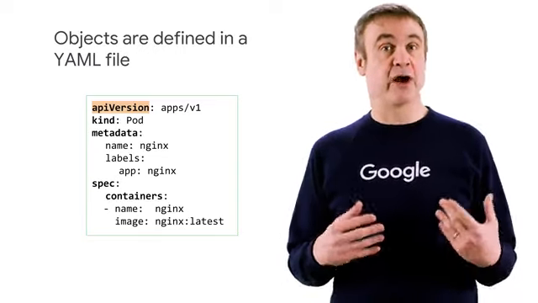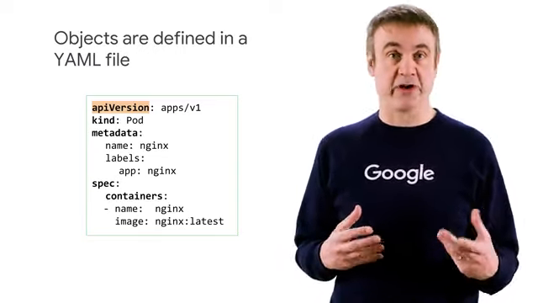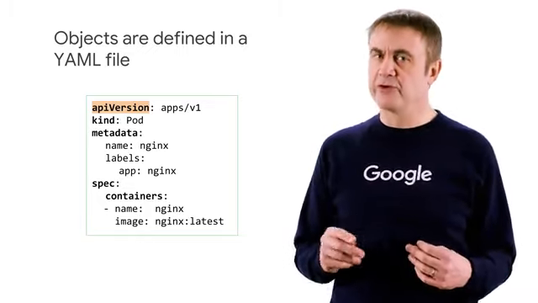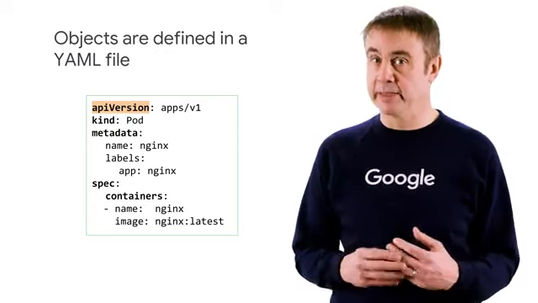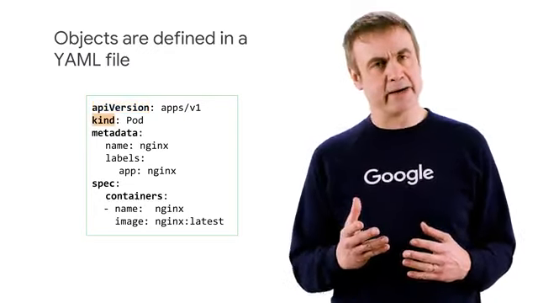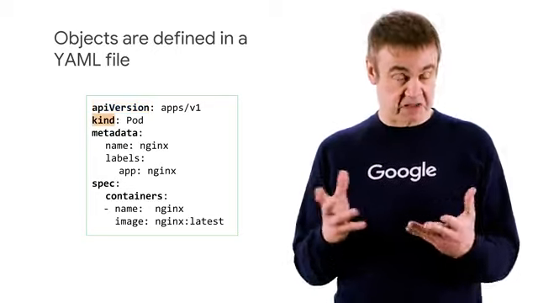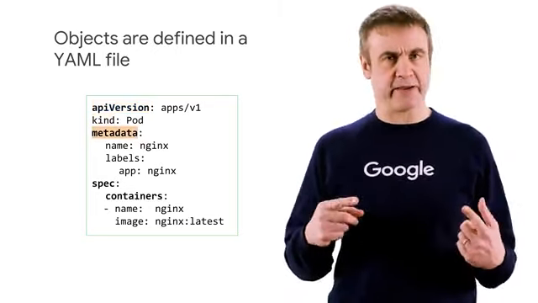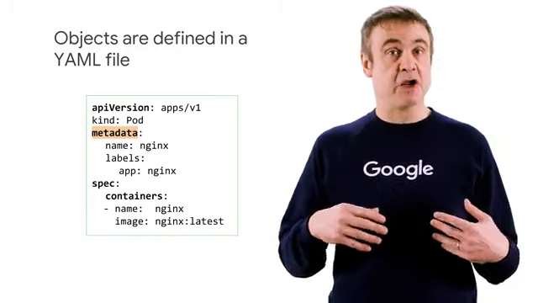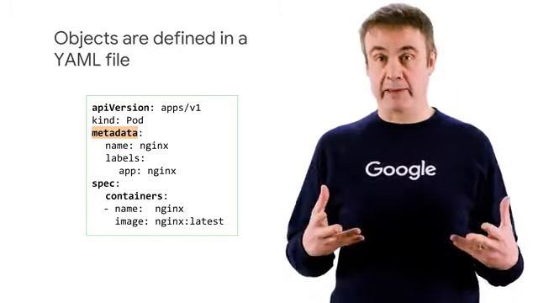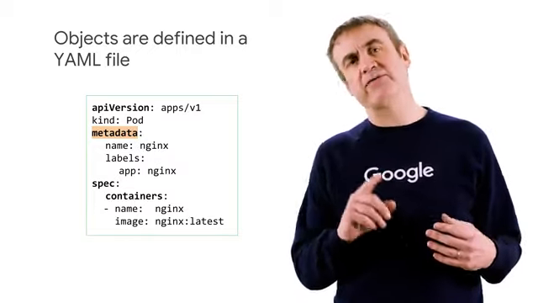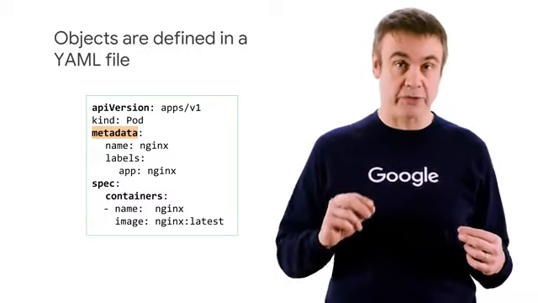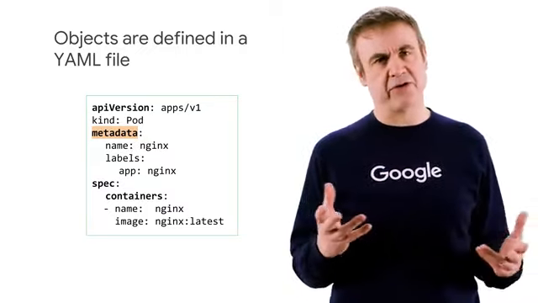API version describes which Kubernetes API version is used to create the object. The Kubernetes protocol is versioned so as to help maintain backwards compatibility. Kind defines the object you want, in this case a pod, and metadata helps identify the object using name, unique ID, and an optional namespace. You can define several related objects in the same YAML file, and it is a best practice to do so. One file is often easier to manage than several.